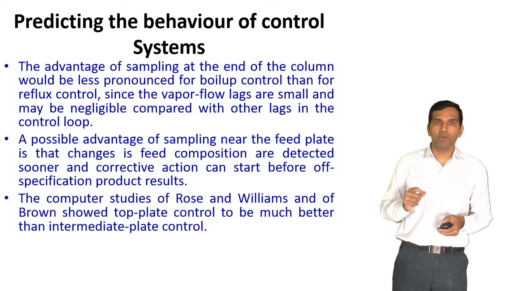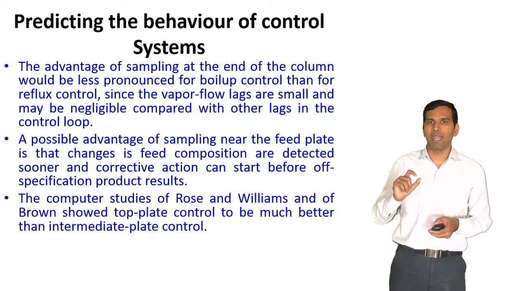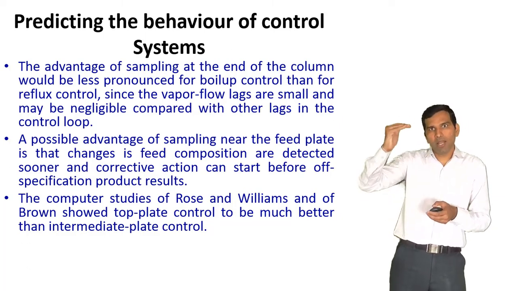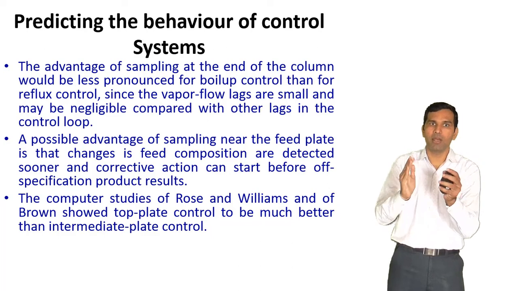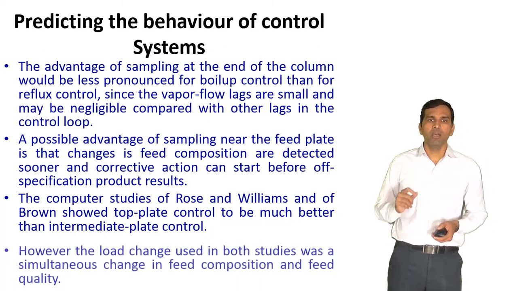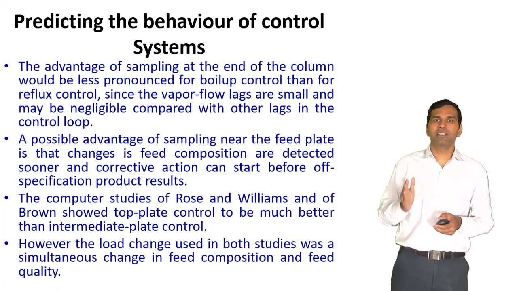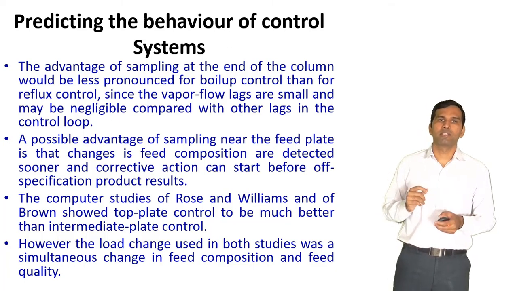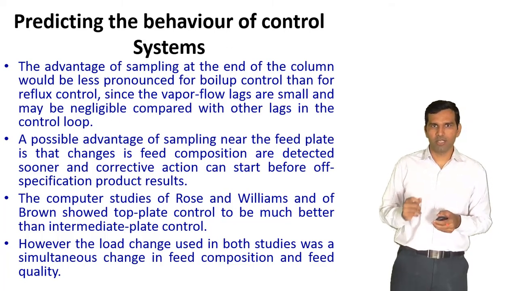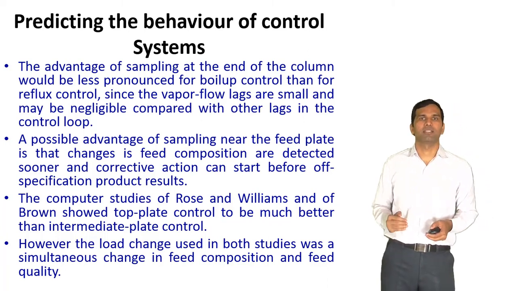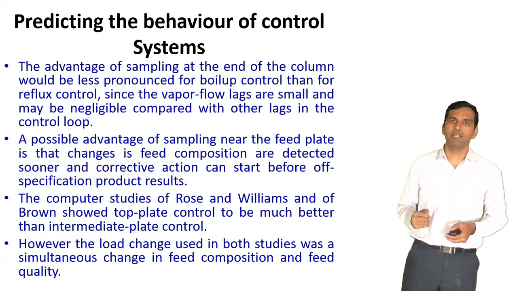The computer studies of Rose and Williams and of Brown show top plate control is much better than intermediate plate control. However, the load change used in both studies was a simultaneous change in feed composition and feed. So this is predicting the behavior of the control system.